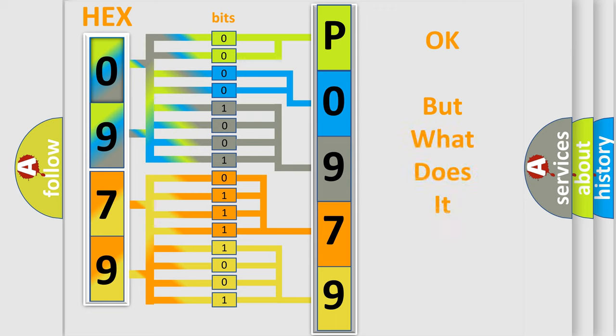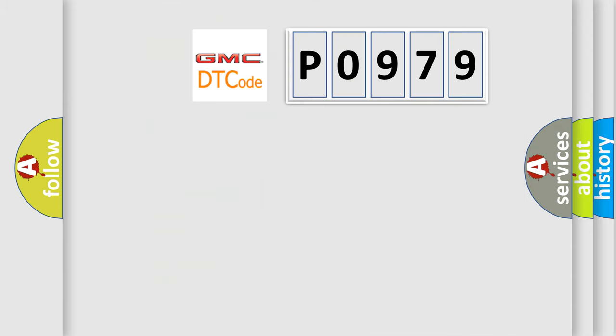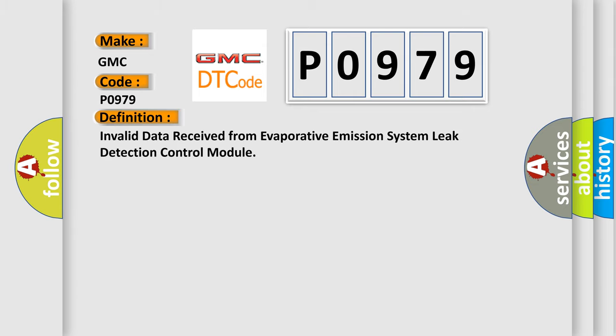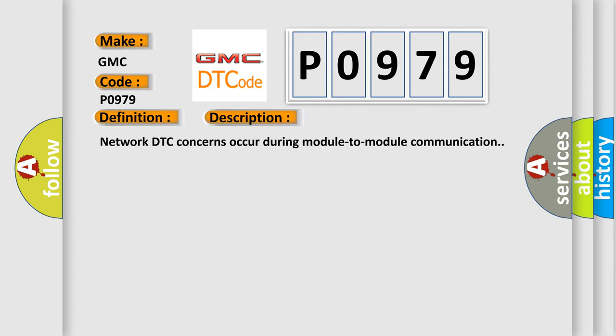The number itself does not make sense to us if we cannot assign information to what it actually expresses. So, what does the diagnostic trouble code P0979 interpret specifically for GMC car manufacturers? The basic definition is: invalid data received from evaporative emission system leak detection control module. And now this is a short description of this DTC code.